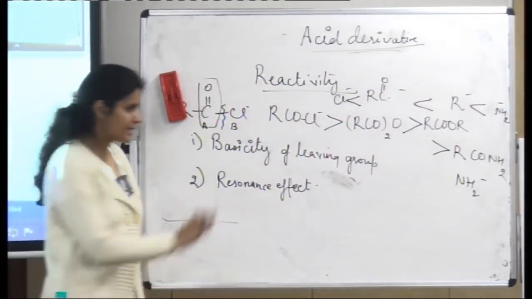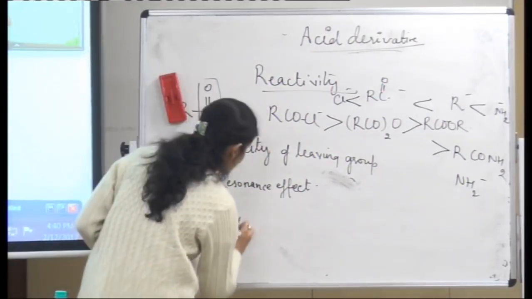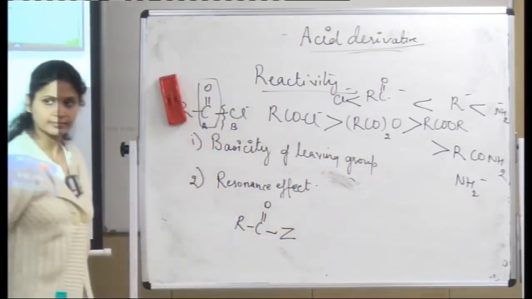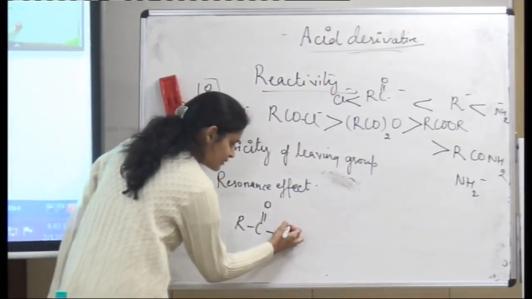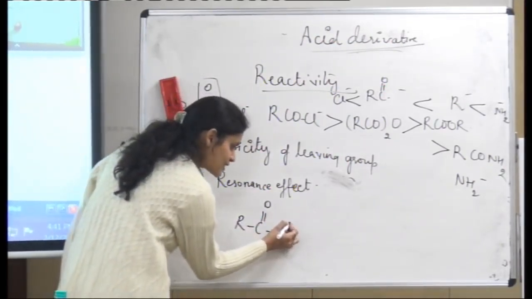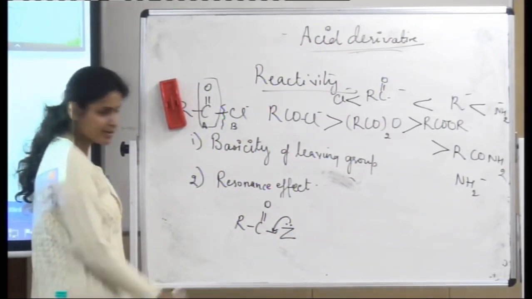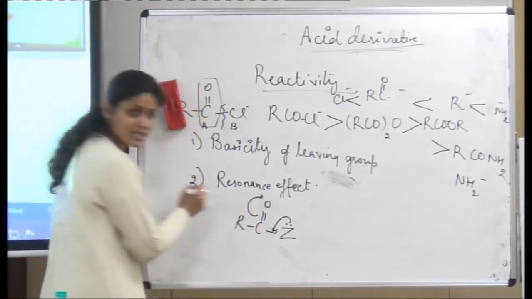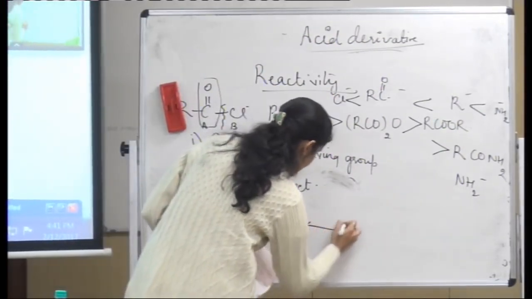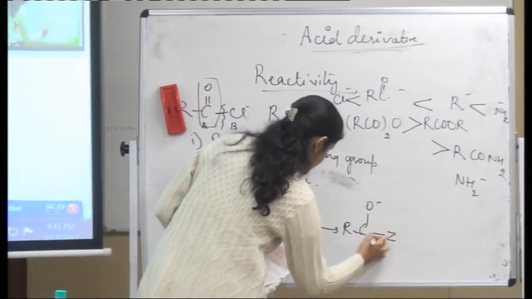Right? The second part we should consider is the resonance effect. Suppose let's consider that I have this kind of structure. I am saying this is a basic group attached to it. What will happen? This lone pair of electrons will go to this bond, and this bond will go to this oxygen. It will result in R, C, O minus and double bond Z plus.